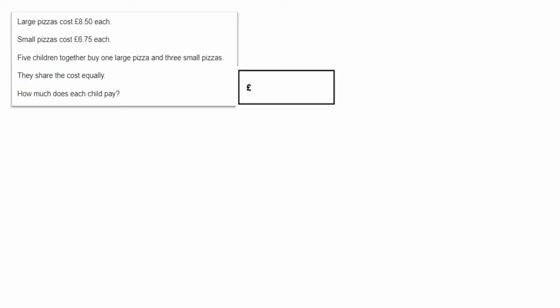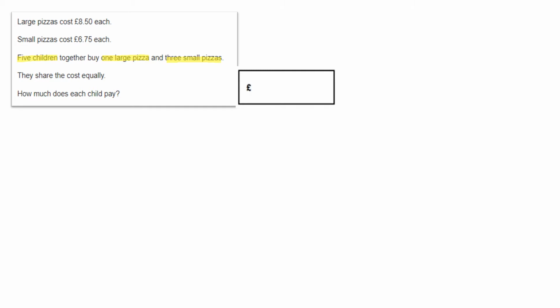Lots of information to take in here, so I will highlight some of the key information. Large pizzas cost £8.50 each. Small pizzas cost £6.75 each. It is 5 children, I was reading the line below. Together they buy 1 large pizza and 3 small pizzas.